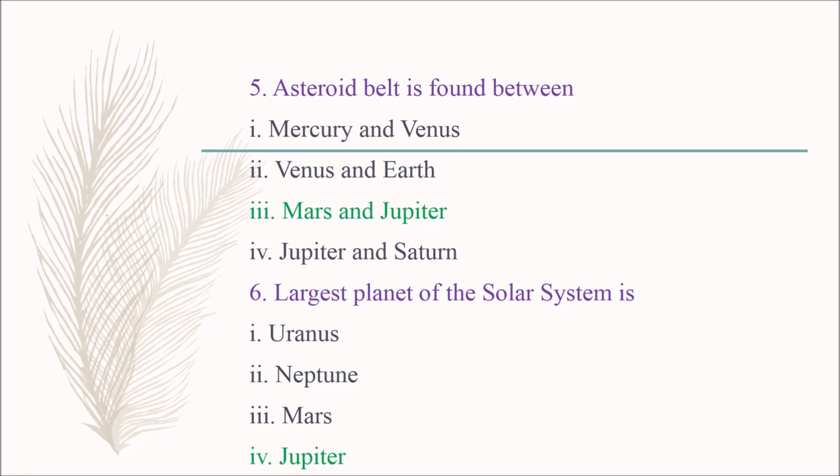Question number 6. Largest planet of the solar system is option number 1 Uranus, option number 2 Neptune, option number 3 Mars, and option number 4 Jupiter. So the answer is option number 4 Jupiter.